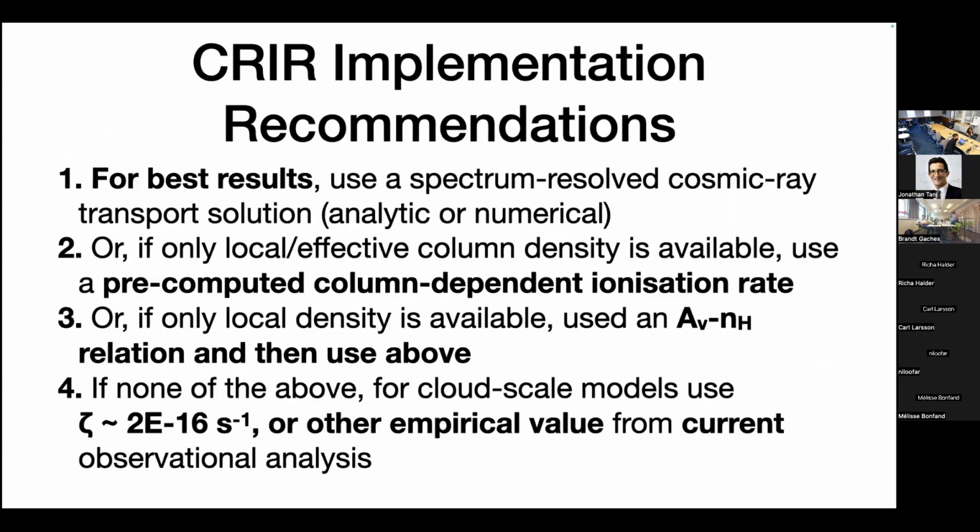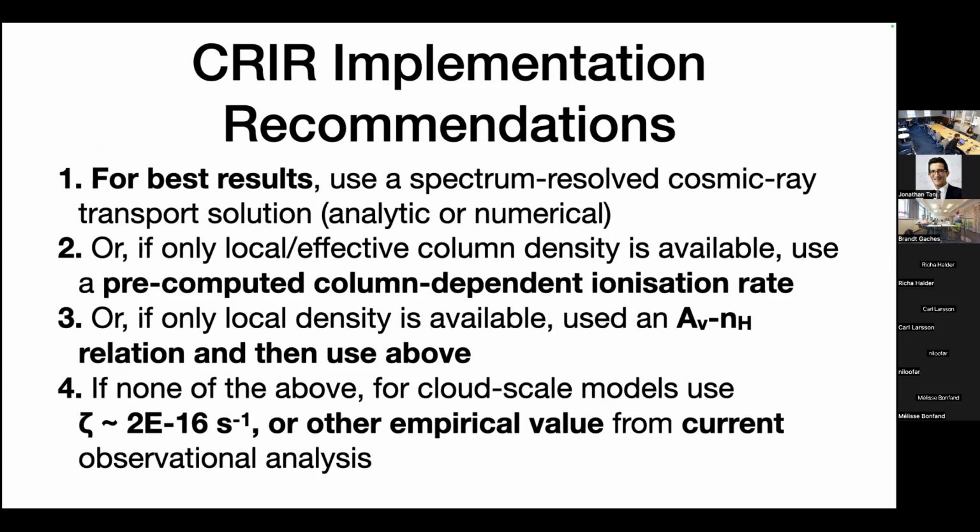So to finish up this section, I have some cosmic ray implementation recommendations that we've put together. For the absolute best results, you should use a spectrum resolved cosmic ray transport solution. So far, there's only one code that has this, and this is 3D PDR, but it is public, so anyone can use it. If you don't do that, and if you only have, say, a local effective column density, you can just use a pre-computed column density ionization rate. If you only have a density, you could use an AV-NH relationship and then use the above relationship.